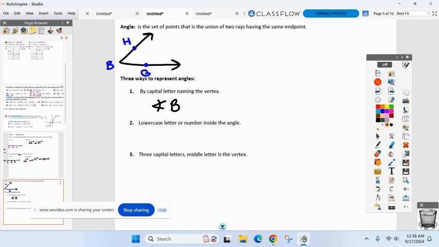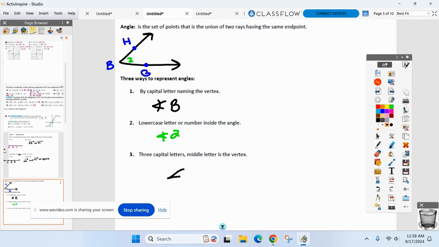This next one is very rare, but sometimes you'll see a number inside it, and you can name it that way. So angle 2. That's rare that we see, but you could do it that way. Here's the way I'd like you to gravitate to: name it with three letters, with the vertex in the middle.